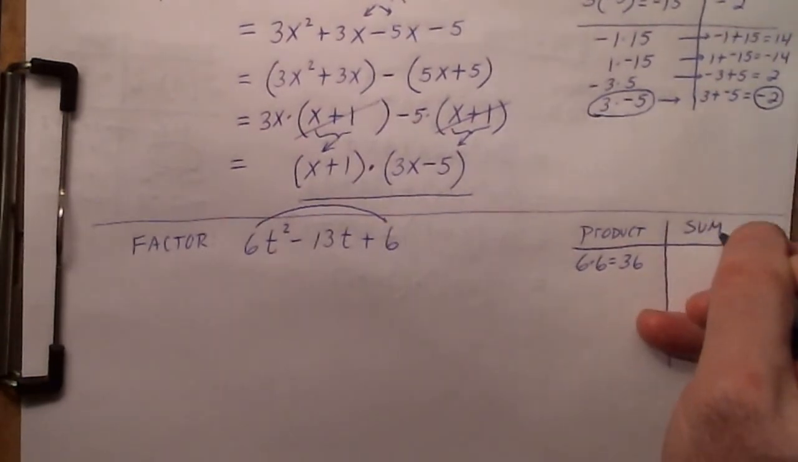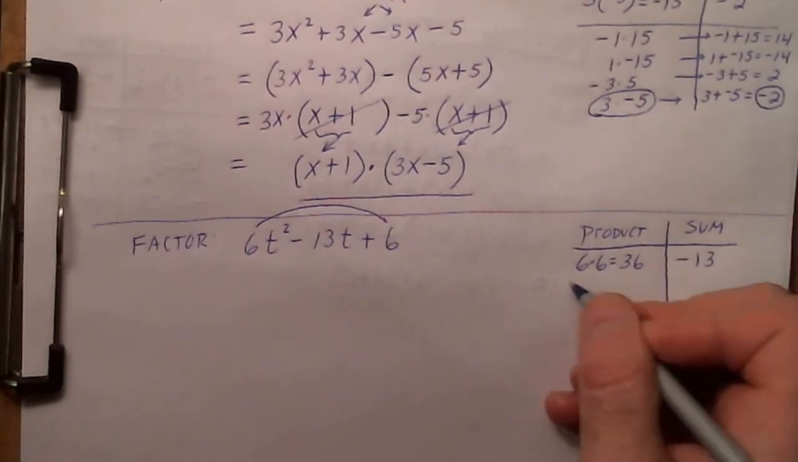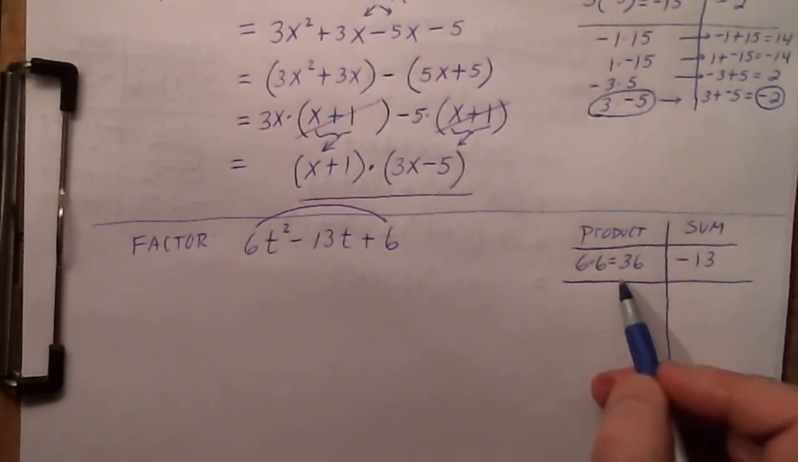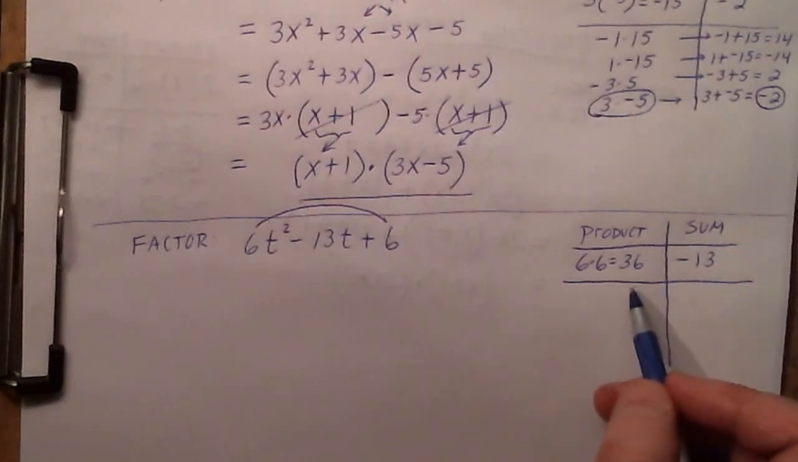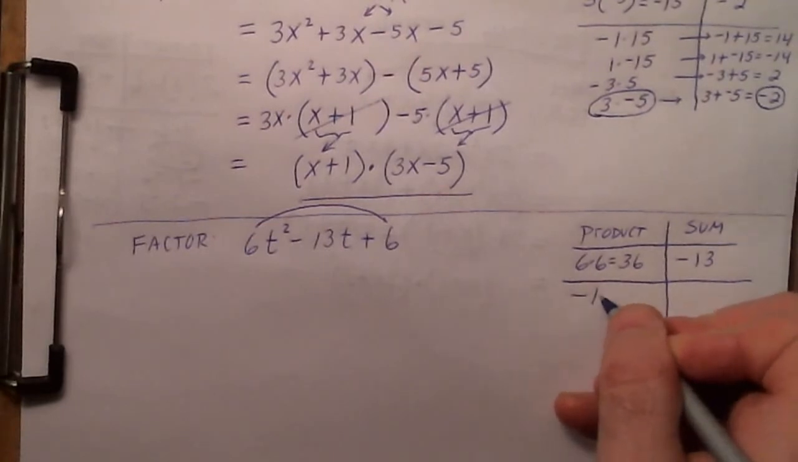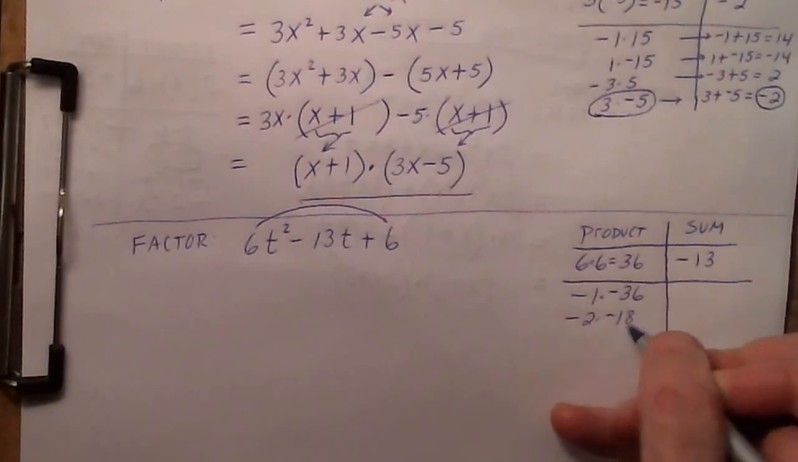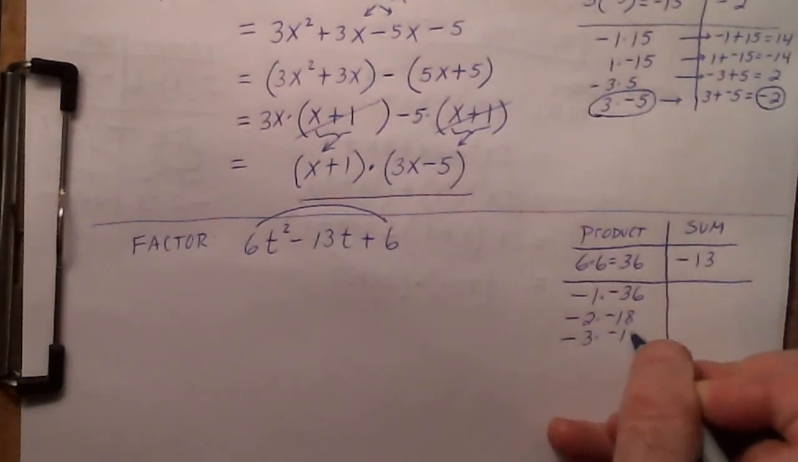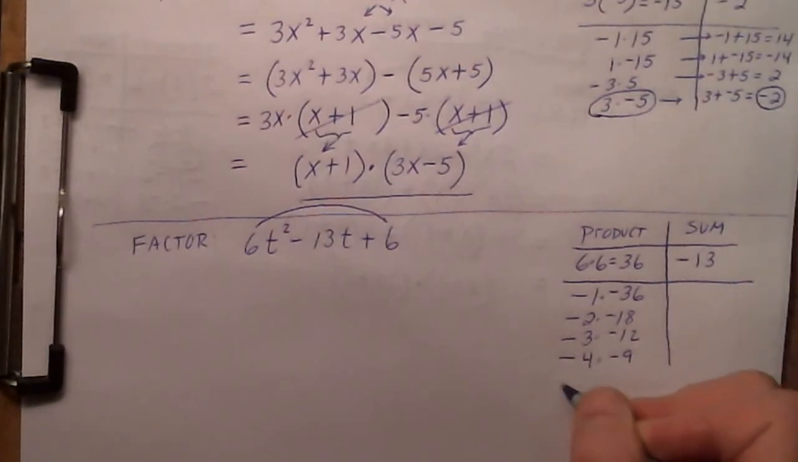And our sum must be the middle coefficient of negative 13. I'm going to start listing factors of positive 36, and since the two factors have to sum up to a negative number, there's no sense in listing the positive factors of 36. That is a waste of time. Let's only list the negative factors of 36. Negative 1 and negative 36. Negative 2 and negative 18. Negative 3 and negative 12. Negative 4 and negative 9. And negative 6 and negative 6.